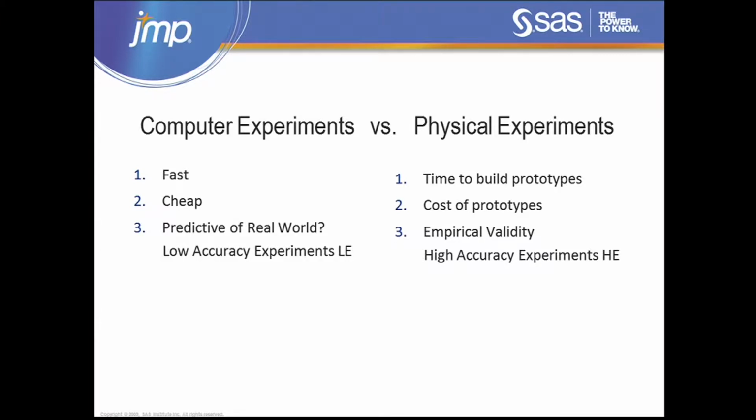Whereas, although computer experiments are fast and cheap, there's a big question mark about whether the model that's in the computer, that black box that the computer is representing, is an accurate description of the real world itself. And that you have to take on faith, or you have to do validation experiments to calibrate the physical and computer experiment. I'm not going to go there today.